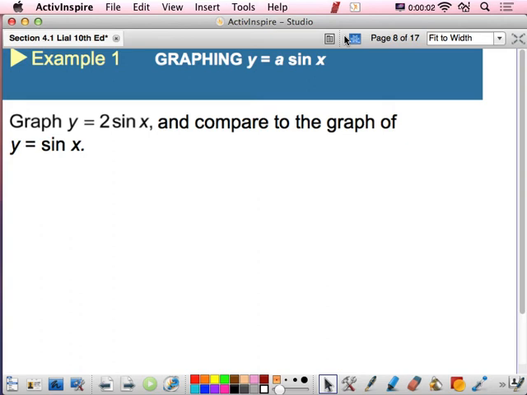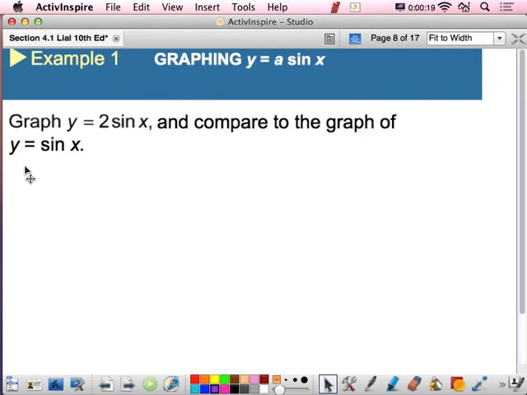We want to take a look at y equals 2 sine of x. And when we're finished, we're going to compare that and see what the difference is between that graph and the original parent graph y equals 1 sine of x. We want to see what the differences are. So, real quick, what's the amplitude?